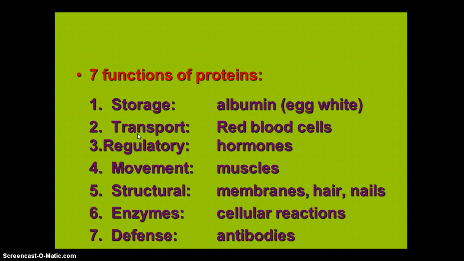We have transport, where we're transporting oxygen through red blood cells. We have regulatory hormones that regulate our bodies. We have movement, so we have muscles that help with movement. We have structural, which are what you learned our cell membranes are made up of. Our hair, nails, bones are made up of proteins. Then we have enzymes that speed up the rate of chemical reactions by lowering the activation energy. And then we have defense, which are antibodies. They're our immune system.